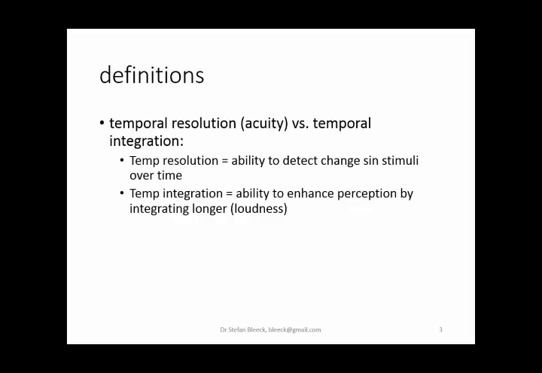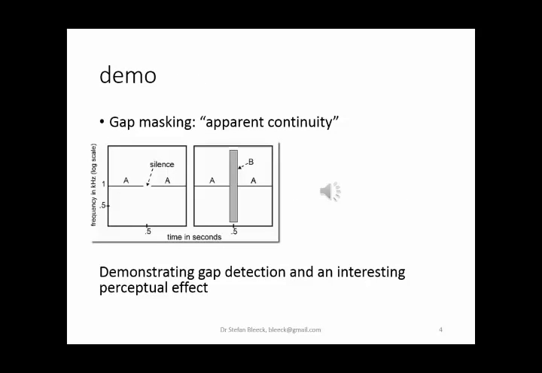Right, so we're talking about two different things, namely temporal resolution, which is the acuity, versus temporal integration. The temporal resolution is our ability to detect a change in a stimulus over time, and the temporal integration is the ability to enhance perception by integrating longer. Both obviously have to do with the perception of time, and both are important aspects of our hearing.